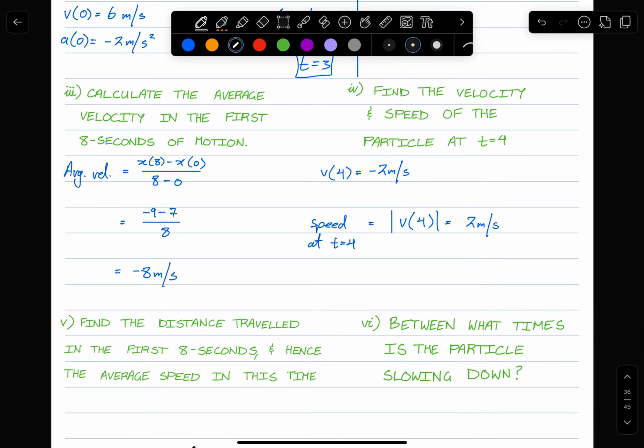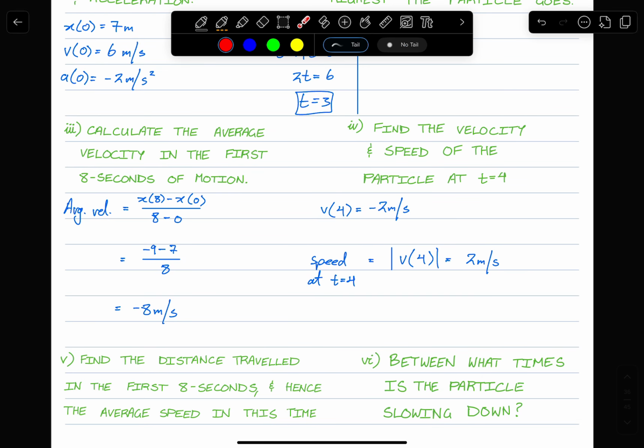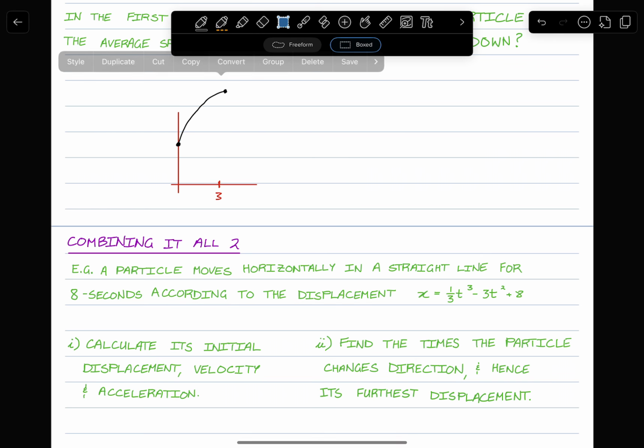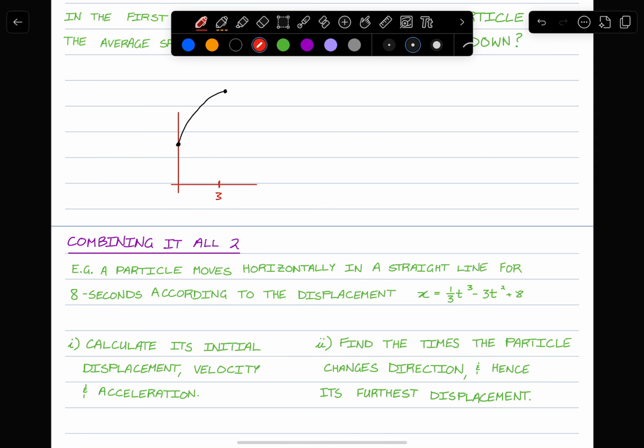And then at 8 seconds, we saw the displacement was negative 9. So it's actually below the origin at this point. So t equals 3 is there. Let's just say 8 is here. Definitely not to scale. And that was 8 seconds, and its displacement at that point was negative 9. You can double check these numbers if you'd like.